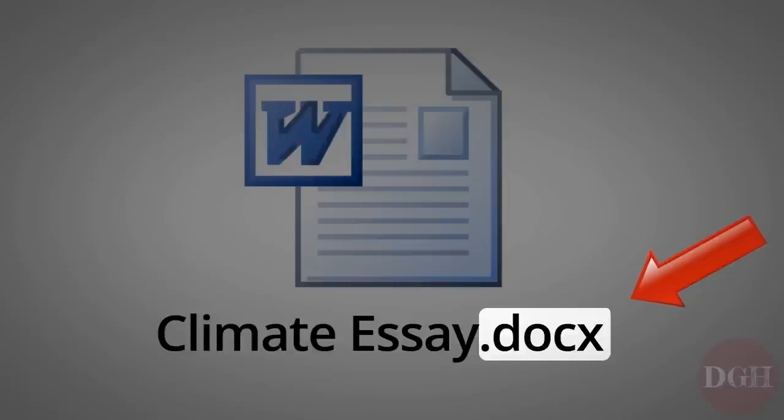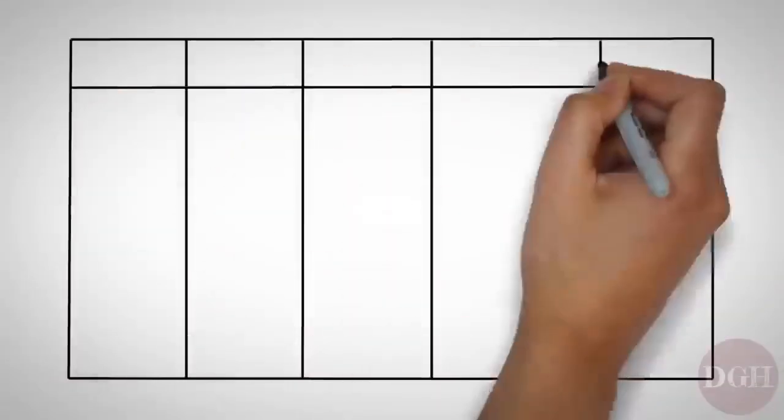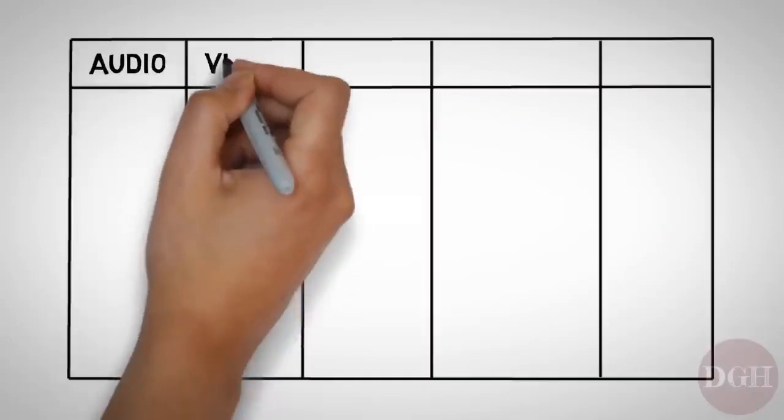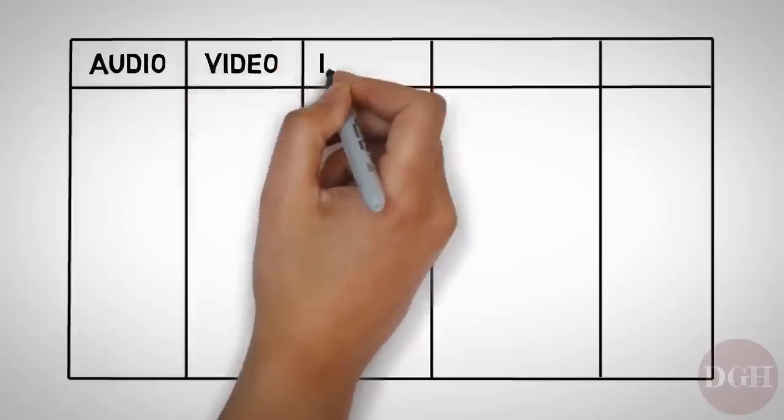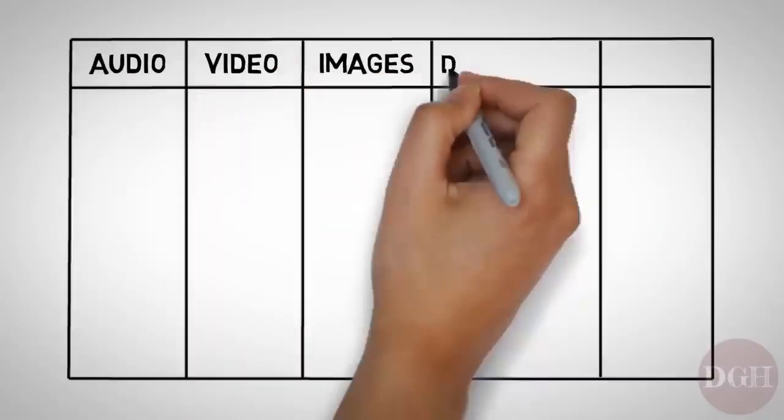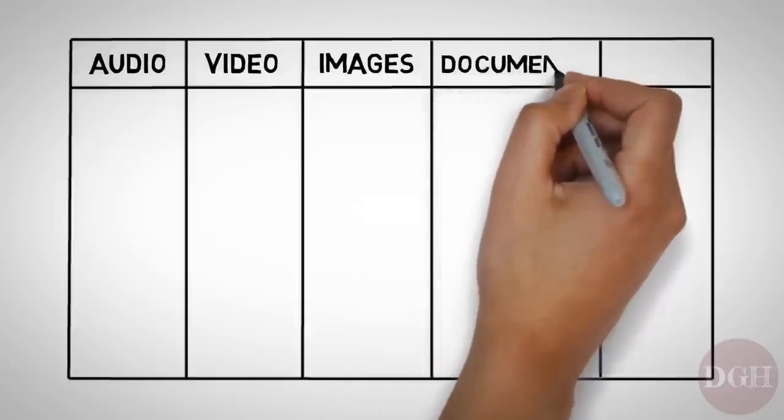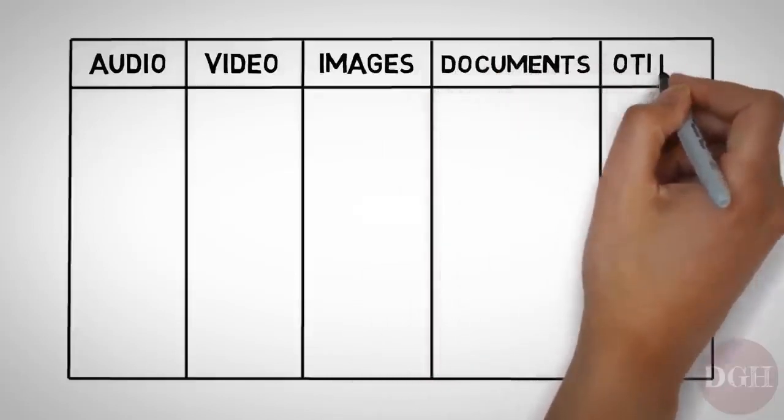It's good to keep this in mind when you rename a file, because if you accidentally change or remove the file extension, your computer might not be able to open it anymore, and you'll have to rename it again and put the file extension back in order to fix the problem. Let's look at some common file extensions grouped by category. We've got some that are for audio, some for video, some for images, some for a variety of types of documents, and then a few other important ones.